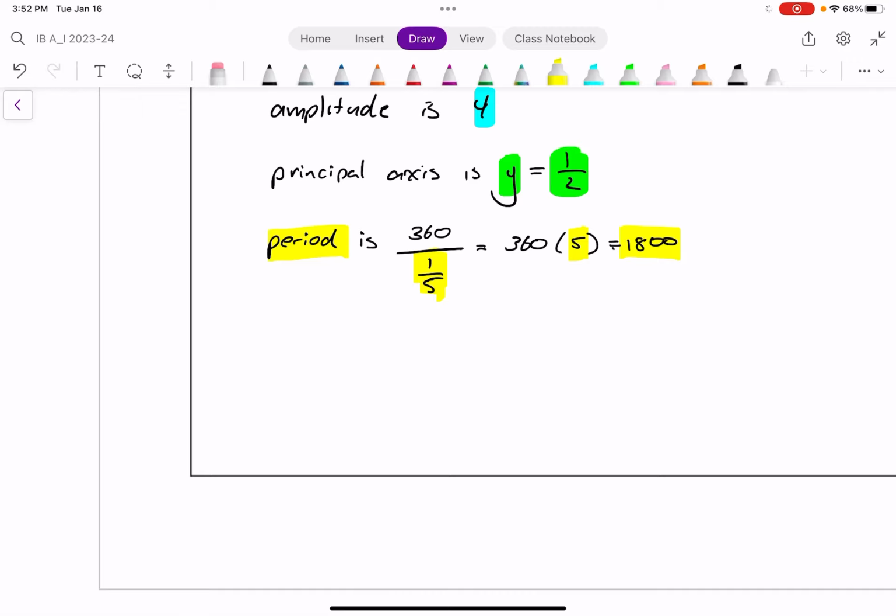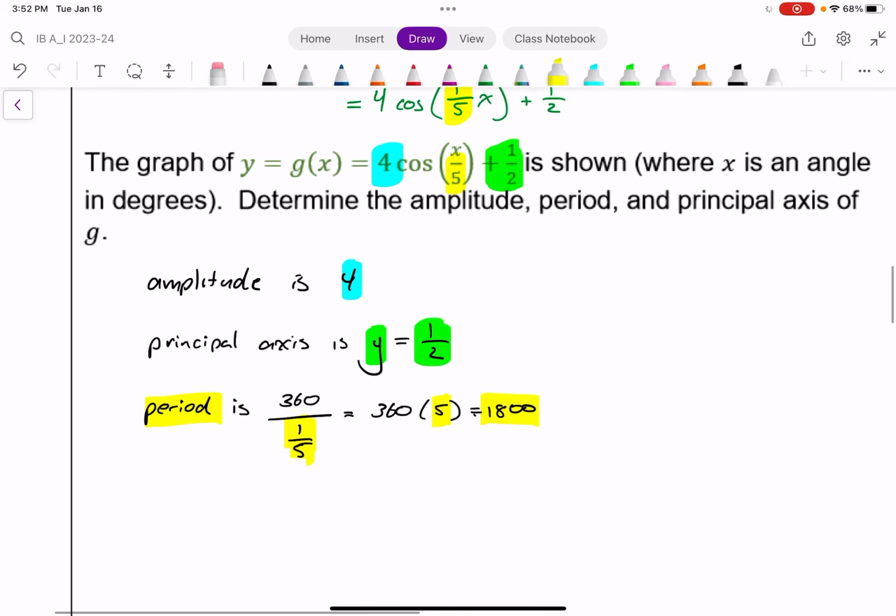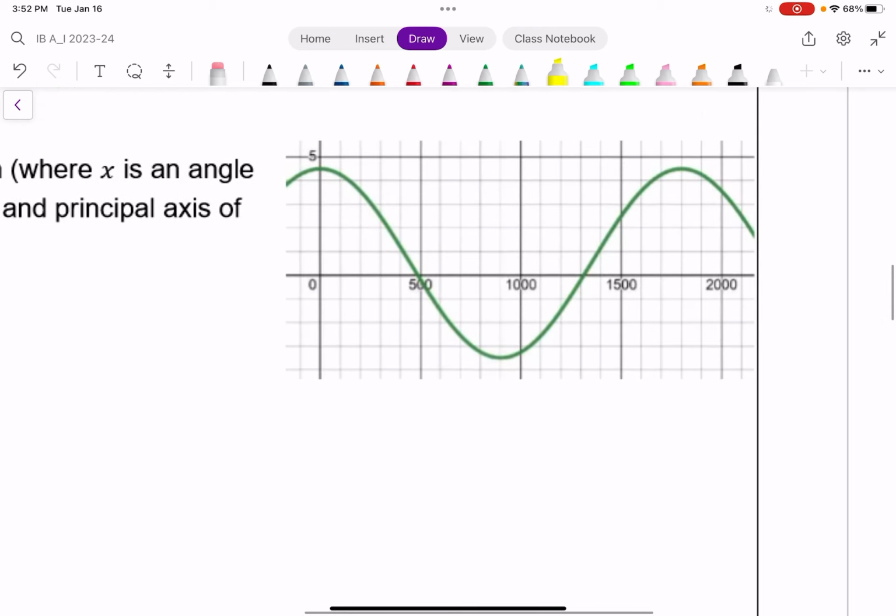So again, the period is not 1/5 or 5. It's related to that value. The period is 1,800. And so again, if I look at my graph, I now know the horizontal distance from here to here is 1,800, which actually I could tell by looking at my graph. I looked at it in detail, but again, I don't need to.